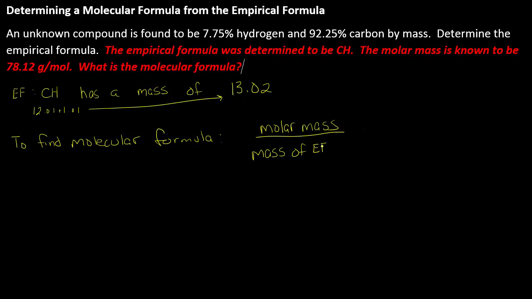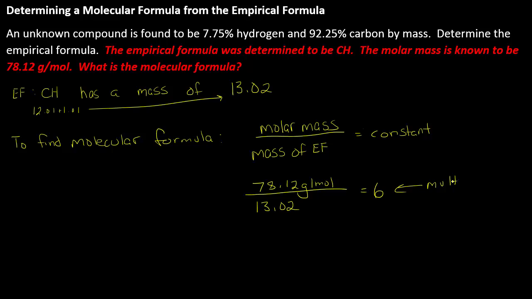So now at this point, to find the molecular formula, take the molar mass that would be, let's say, provided in the problem, and I'm going to divide it by the mass of the empirical formula that I just worked out. Okay, from there I'm going to get a constant. I'm going to get a whole number. So I'm going to take 78.12 grams per mole. I'm going to divide it by 13.02. I get 6. I'm going to multiply the empirical formula by this constant.